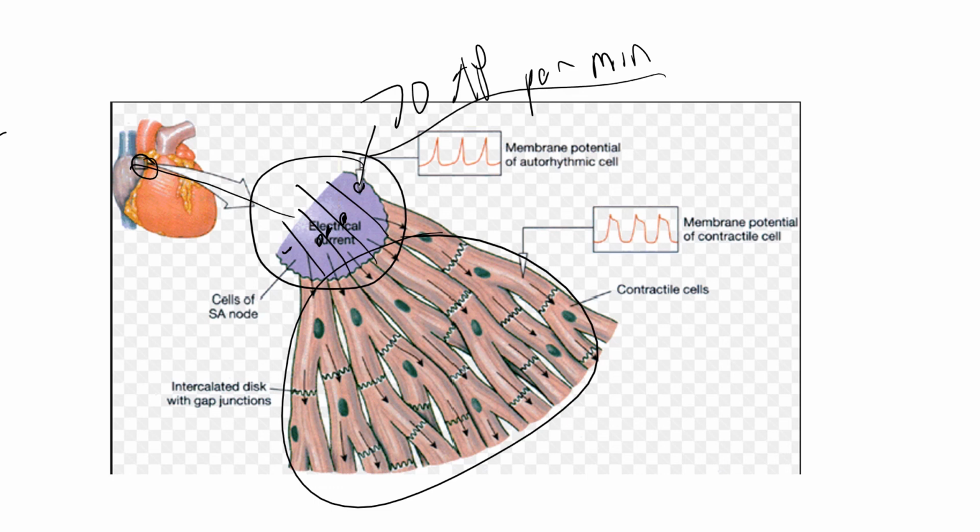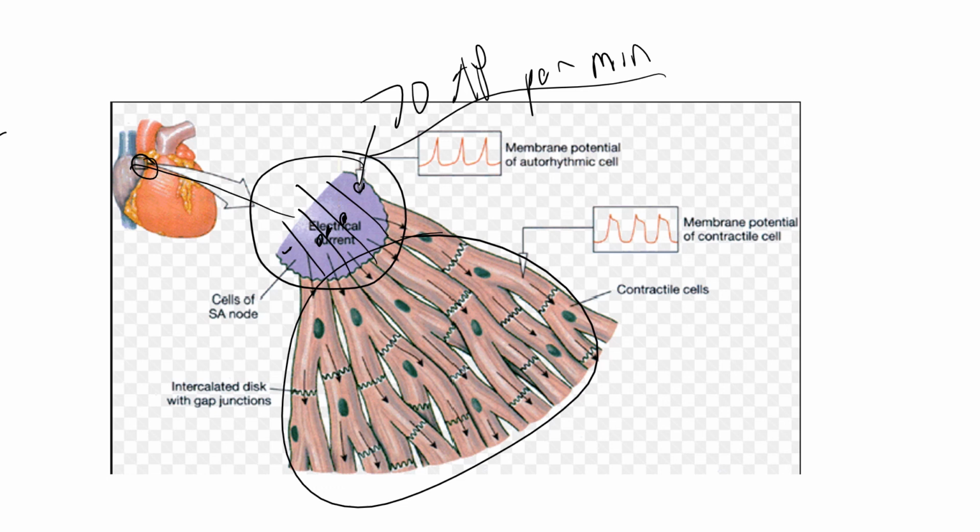And what we have to do from this point on in the next lectures is explain how these SA node fibers generating 70 action potentials per minute translates into the entire heart contracting 70 times per minute. Because logically, just because there's a collection of cardiac muscle fibers in the upper right atrium that can generate their own action potentials, that doesn't really explain how the whole heart can contract 70 times per minute. Like, how does the SA node fibers generating their own action potentials translate into an entire heart contraction?